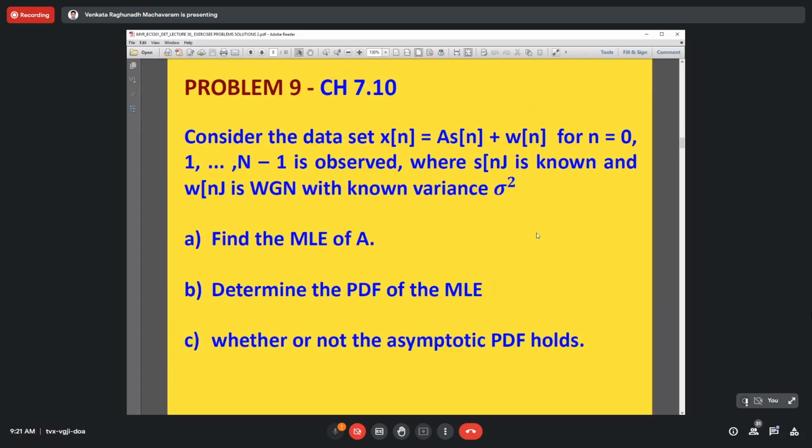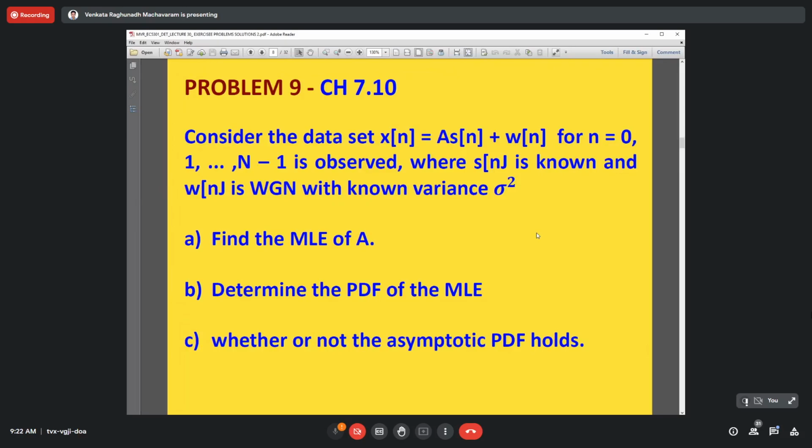From 7, we are given a data set x[n] = A s[n] + w[n]. Now you see the terminology, A times s[n]. The s[n] is known and w[n] is known. So s[n] is a signal known to you but weighted by A. So you have to estimate the value of A. That means the true signal is modified with a scale factor. It is a linear modification, so it is of the form H theta plus w. So it is your linear data model only.